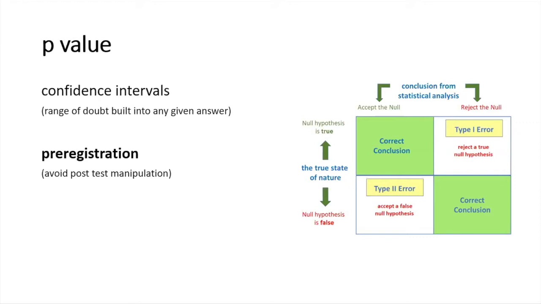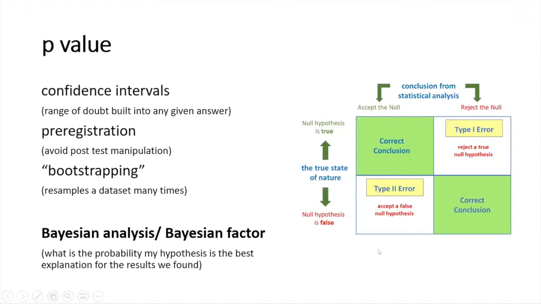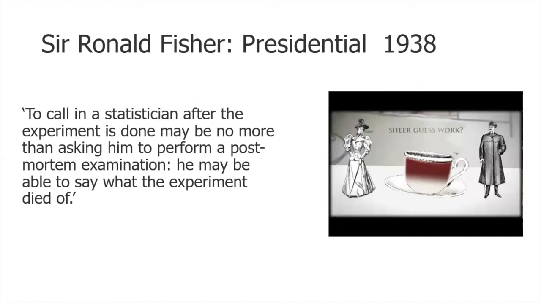But once you get your data, you don't go around changing the statistical analysis. You can certainly do bootstrapping, which is resampling the data numerous times to increase possibilities. We can do Bayesian analysis and Bayes factor, which tells us about the probability of the hypothesis and the best explanation. But none of these methods are entirely foolproof, and therefore p-value is going to stay with us. The problem with p-value is that there is nothing wrong with p-value. It's how we interpret p-value.